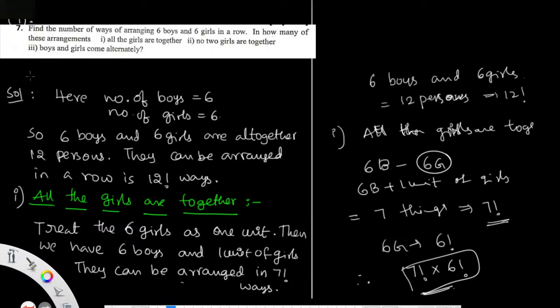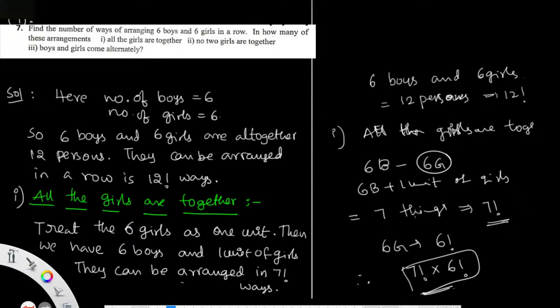So that is why we have written here: number of girls is 6, number of boys is 6. So the number of ways of arranging is what the question gives. 6 boys and 6 girls are altogether 12 persons. They can be arranged in a row in 12 factorial ways. And all the girls are together. All the girls are together means treat the 6 girls as 1 unit.